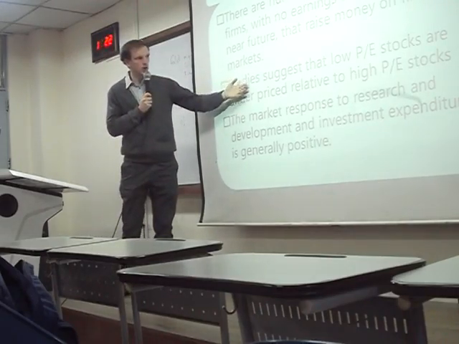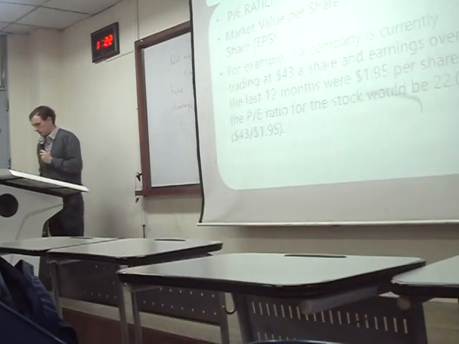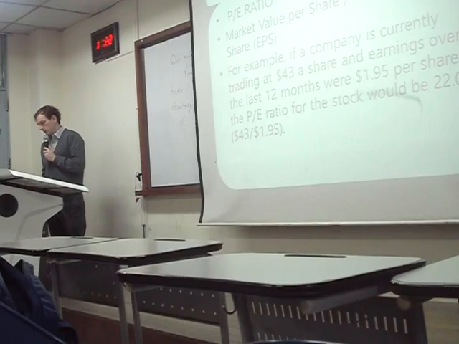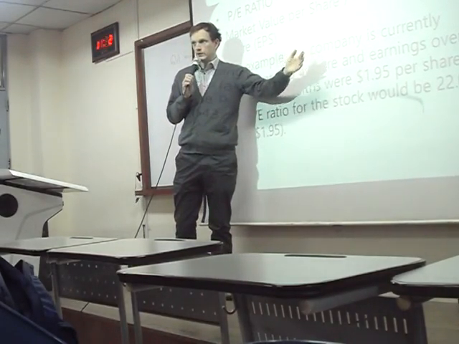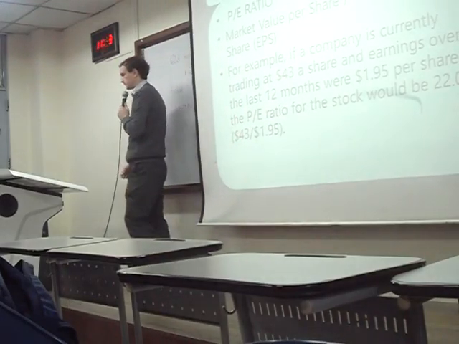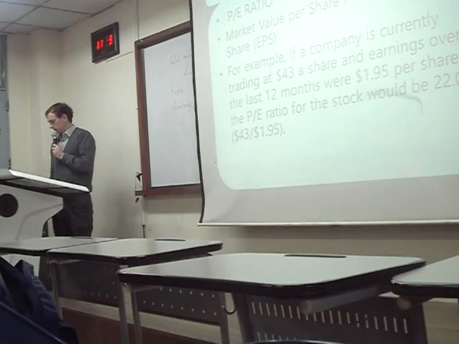Studies suggest that low price to earnings stocks are underpriced relative to high PE stocks. So we should understand the price to earnings ratio. For example, a company is trading at $43 a share and earnings over the last 12 months were $2 a share. The price to earnings ratio would be 22.5. People often look at this when deciding to buy stocks. If the stock price is very high and the earnings are very low, are you going to buy the stock? No, right? If the stock price is very low and the earnings is very high, yes.